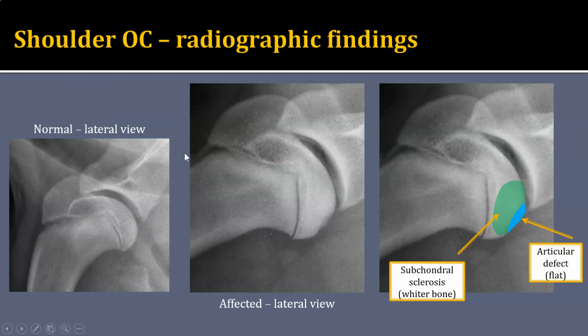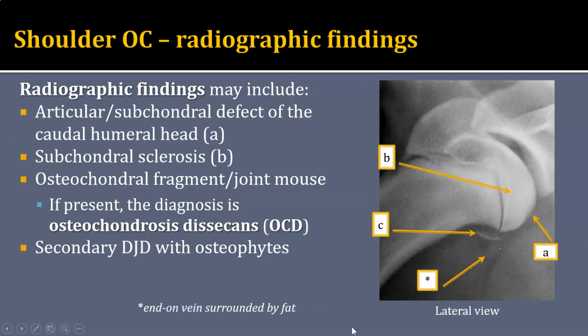Here is that same patient without the labeling on it. Again, the articular contour defect with subchondral sclerosis. This patient does not have any secondary osteophytes on the caudal scapula or caudal humeral head. And then just for comparison, this is a normal shoulder, the lateral view. Again, smooth margin here of the articular surface, and then the opacity of this humeral head is very similar to the opacity of the tubercles.